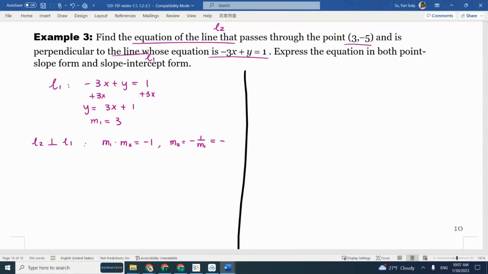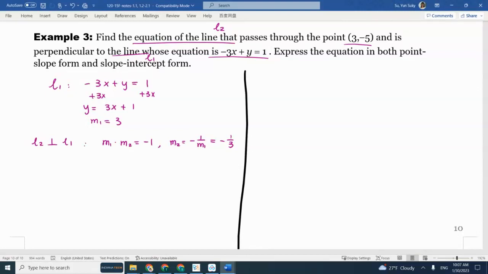Negative reciprocal. What's the reciprocal of 3? Yeah, negative 1/3. So this is the slope of line 2. Great. We know the slope, and we know a point on that line. Right? Point-slope form. What's that?